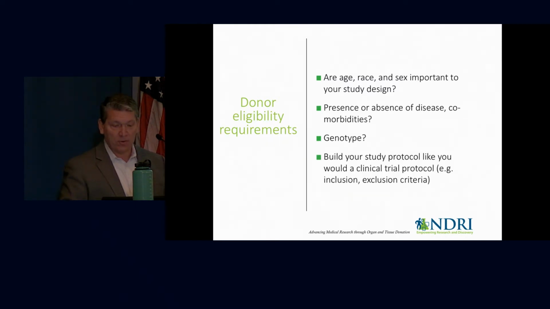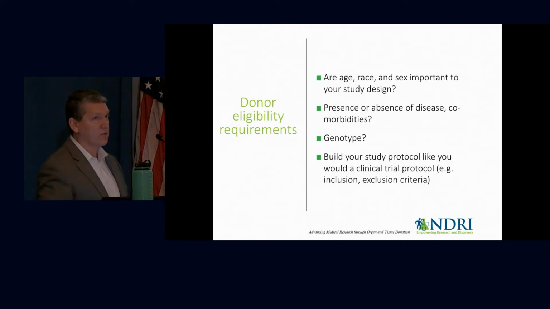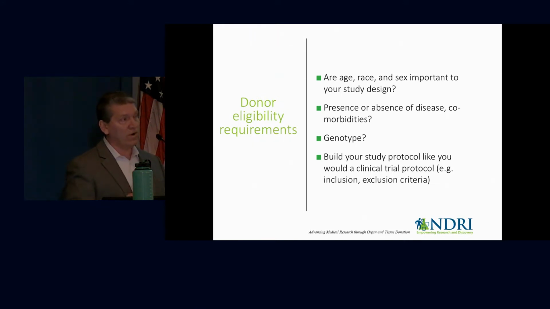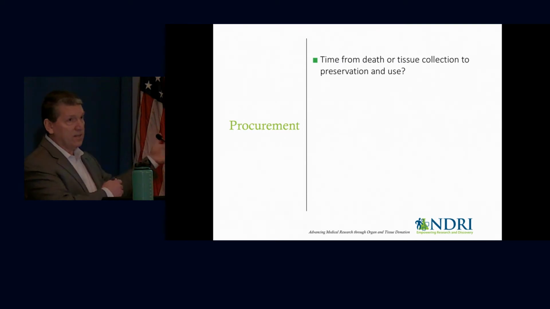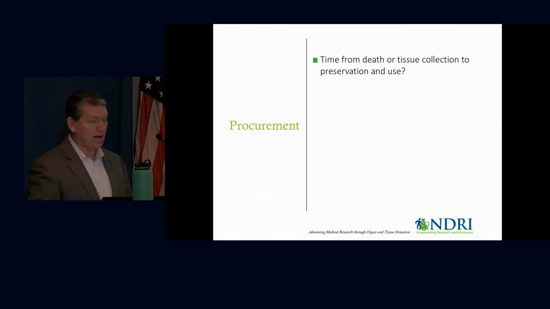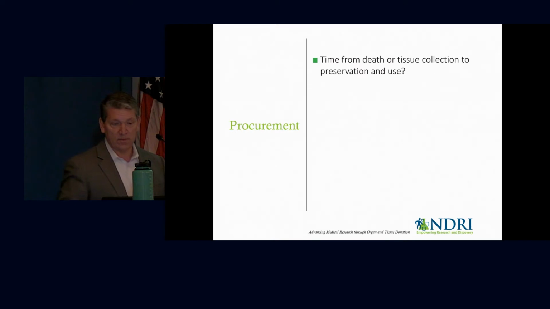Build your study protocols like you would a clinical trial protocol. Inclusion criteria, exclusion criteria. Think about what you need, why you need it. Design the perfect study as much as you can. Control what you can control. Procurement: time from death or tissue collection to preservation and use. Like GTEx, RNA integrity numbers for sequencing was really important. They really needed access to organ donors for that study. If you're doing something that's more histopathology-minded, maybe not so much.